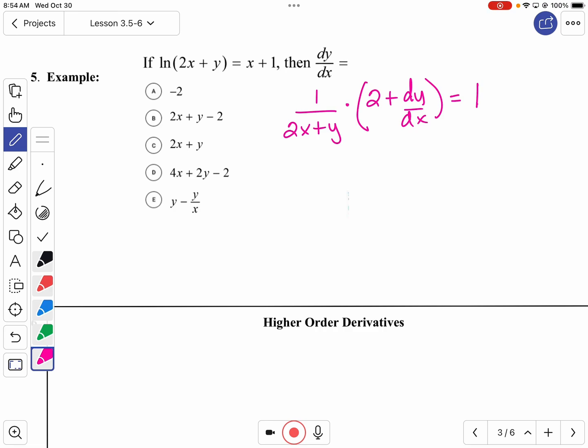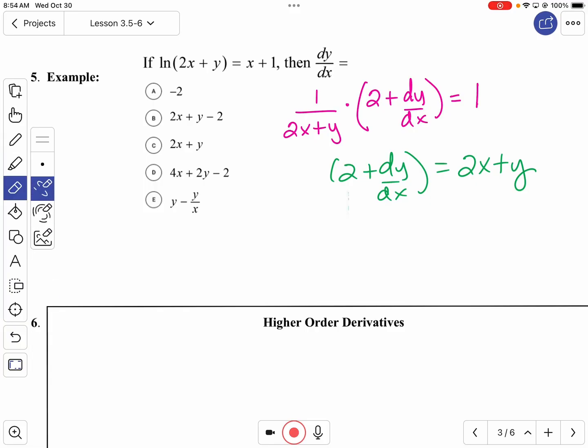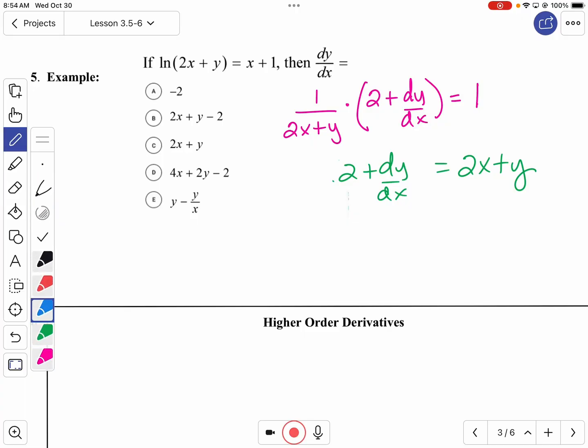We want to solve for dy dx, which means I need to move this 1 over 2x plus y. To do that, I'm just going to multiply by 2x plus y. So I have 2 plus dy dx equals 1 times 2x plus y. Now I don't really need those parentheses anymore, so I can take that 2 over to the other side. That leaves me with dy dx equals 2x plus y minus 2, which is b.